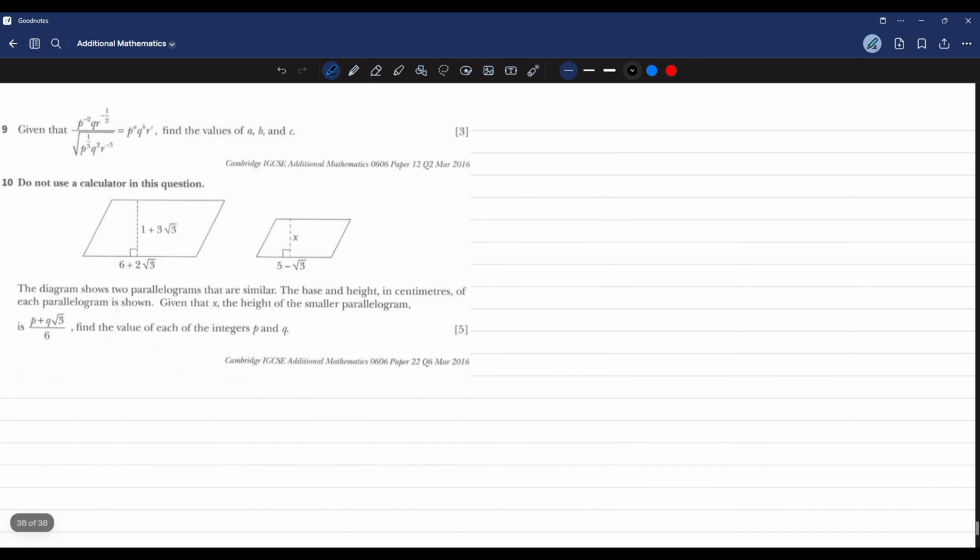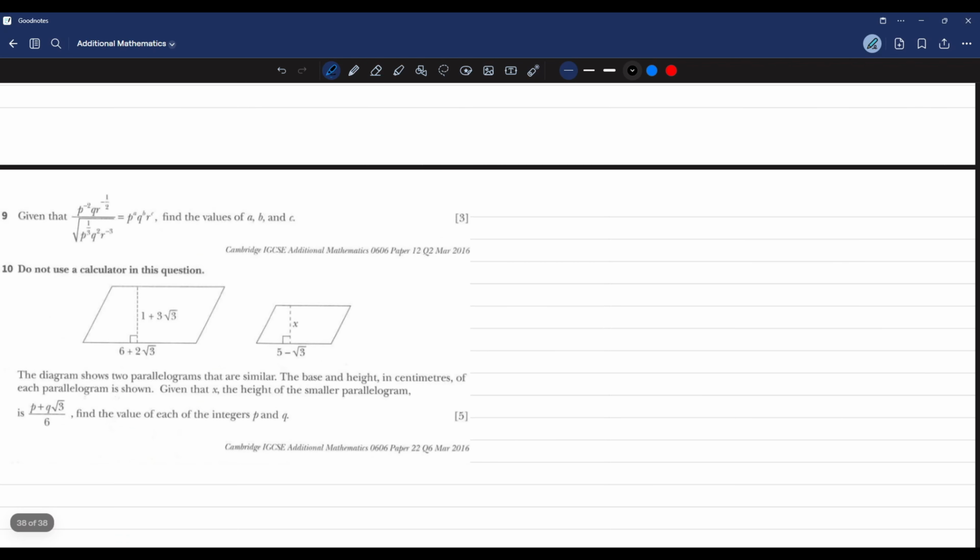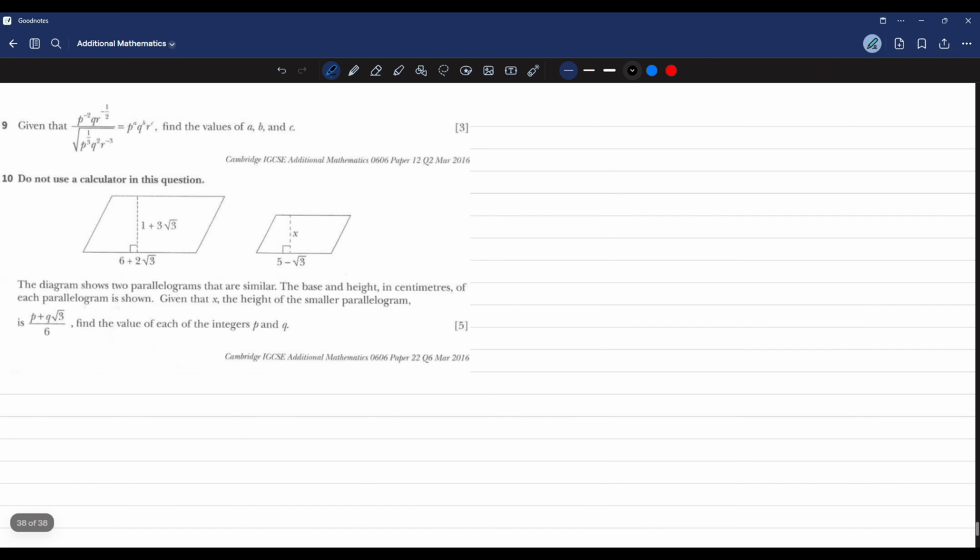Question number 9. What does that tell us? Let me just check that out. Given that this is equal to this, find the value of A, B, and C. Now this is a really easy question. There's no big deal in this one, and I'm going to tell you why.